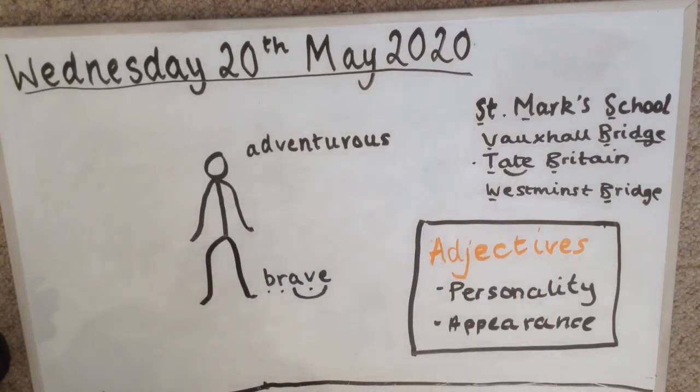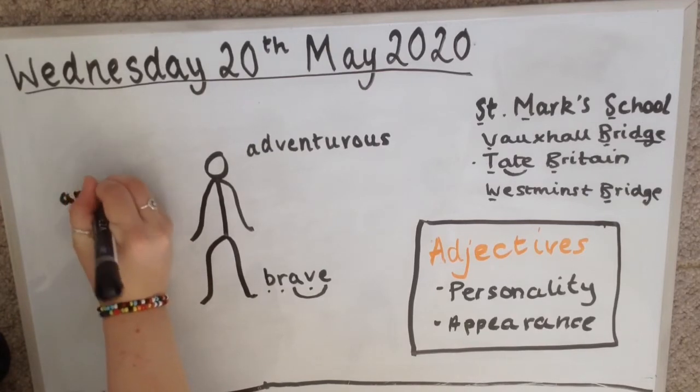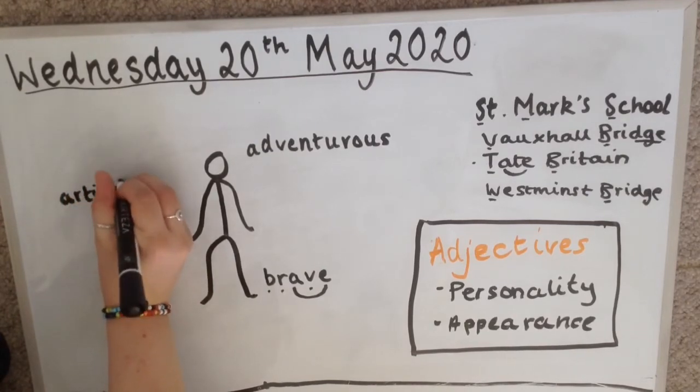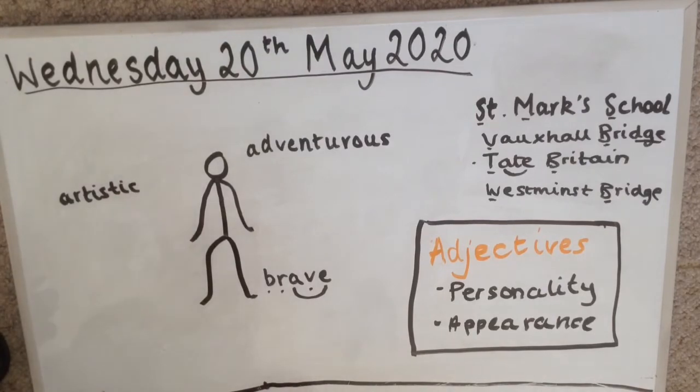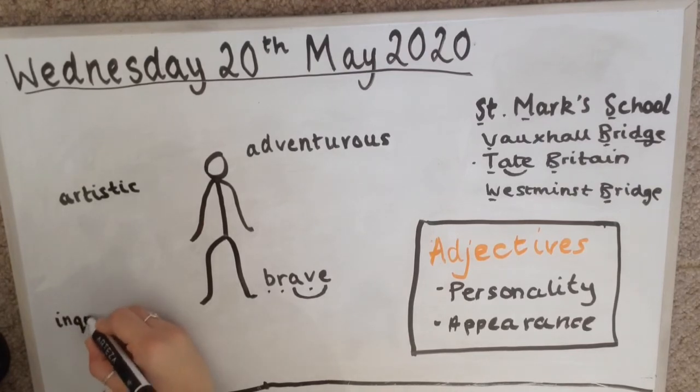Okay? Brave. I'm also thinking that actually, looking at where my character is going to be going, my character I decided is going to the Tate Britain, which means my character must actually be quite artistic, because they have to like art to be going to an art gallery. So I'm going to say that my character is artistic. They like art. Okay? And I think I'm also going to describe my character as this really big word that I actually would like you to know. It is inquisitive.